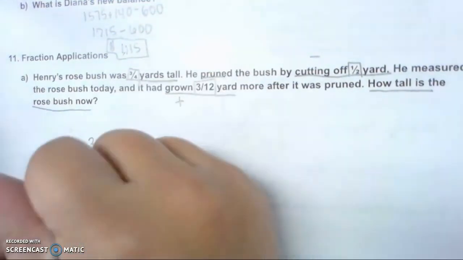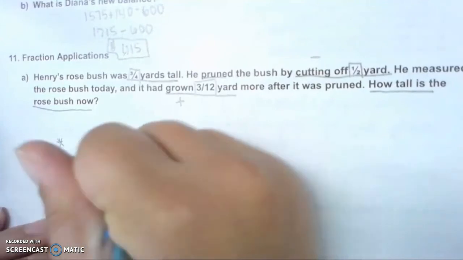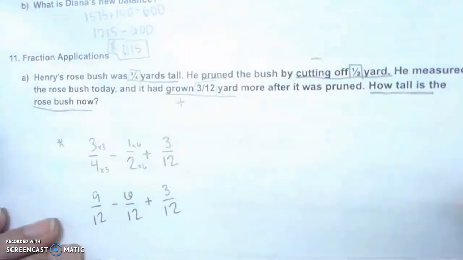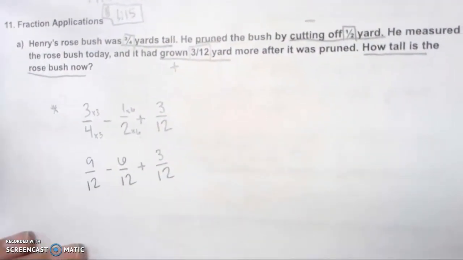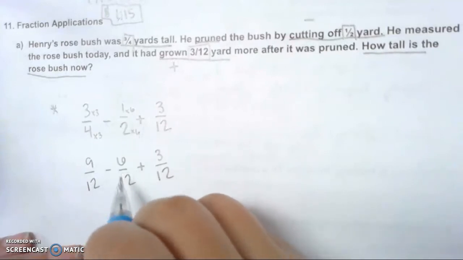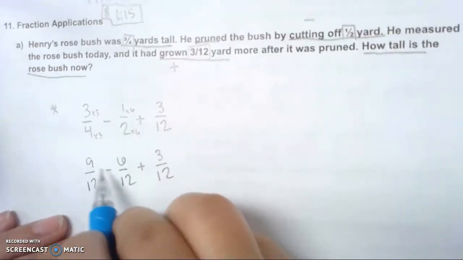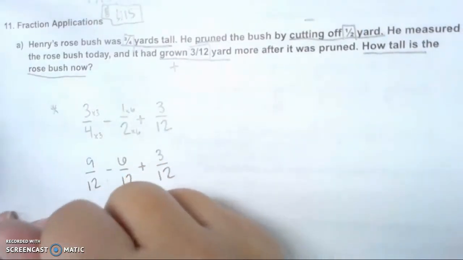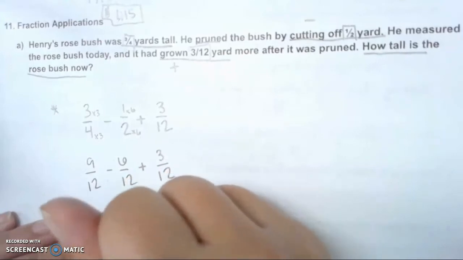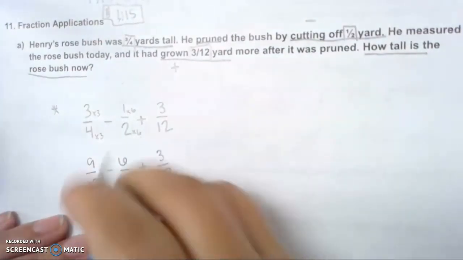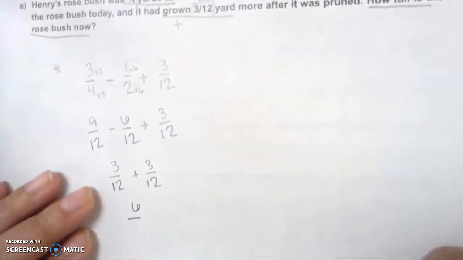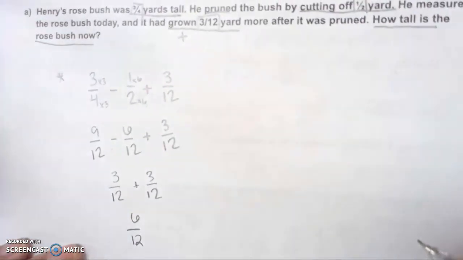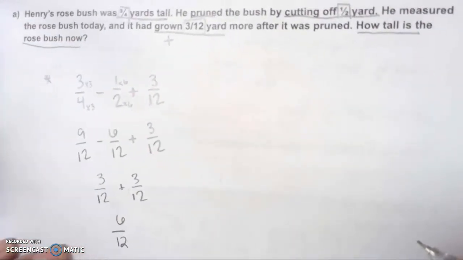So that's going to give me 9 over 12 minus 6 over 12 plus 3 over 12. So now I work from left to right. 9 over 12 minus 6 over 12. Well, 9 minus 6 is 3. So 3 over 12 plus 3 over 12. 3 plus 3 would be 6 over 12. But we're not done because that's not simplified.